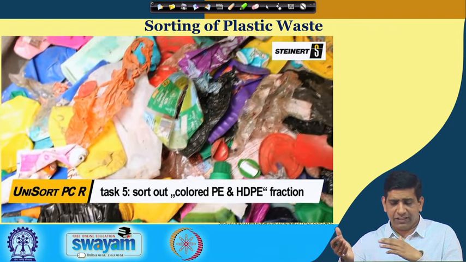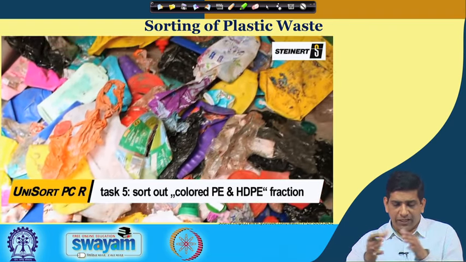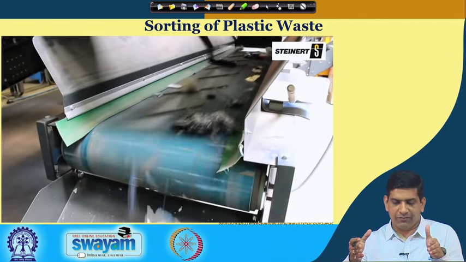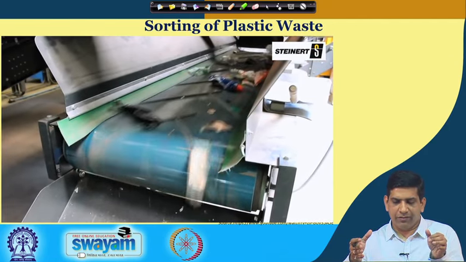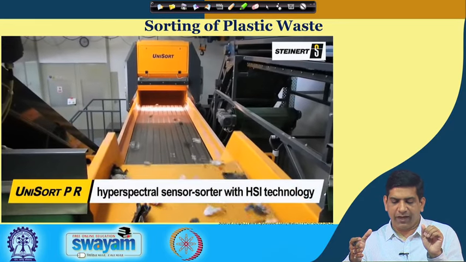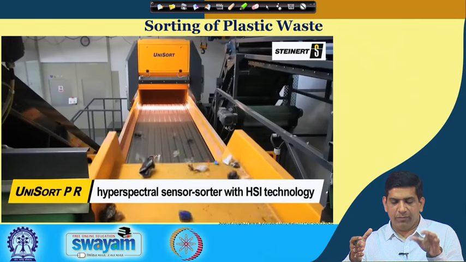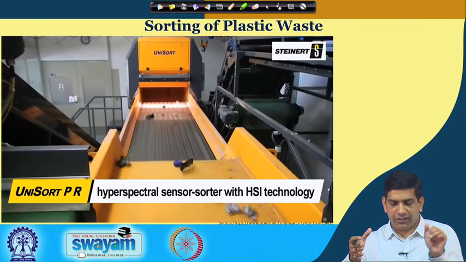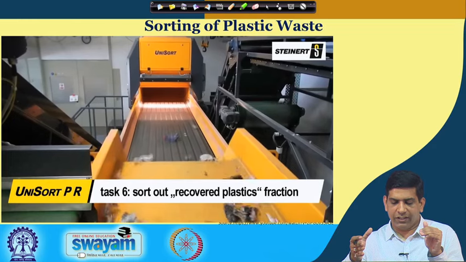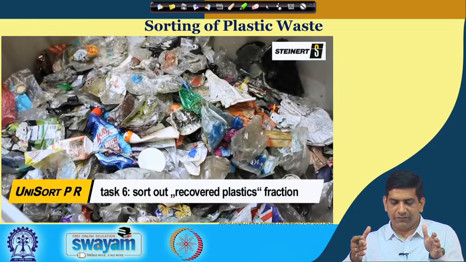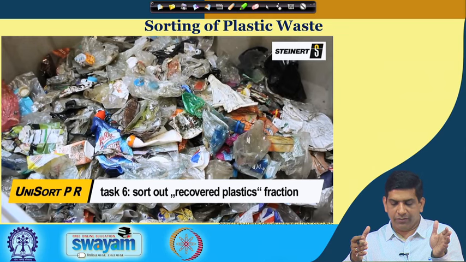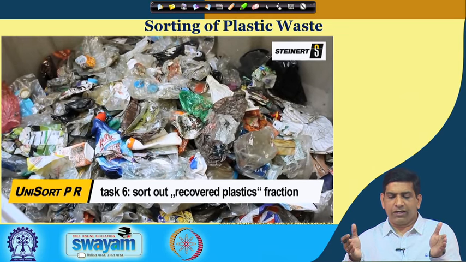So, we get all the different fractions, and there will be some contamination, there will be some other fractions, there will be some errors, but these technologies are getting perfected to have minimum error. Next sorting, as you can see, it is again going through those sorting steps. Here it is taking the recovered plastic fraction. Whatever is the remaining plastic is just coming out there. So, this is how the sorting is done.